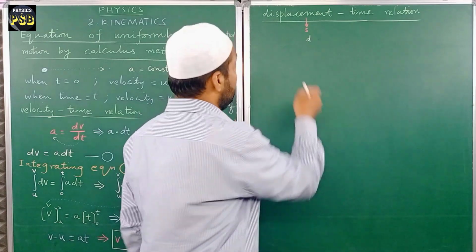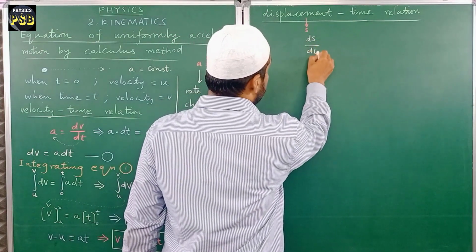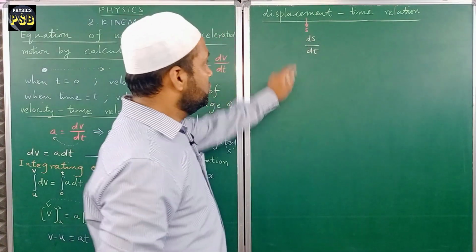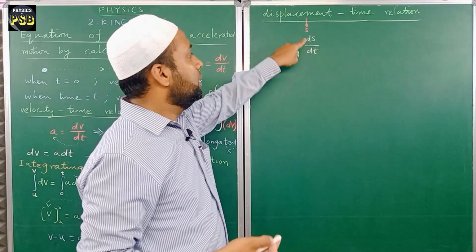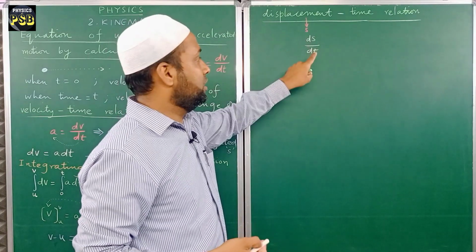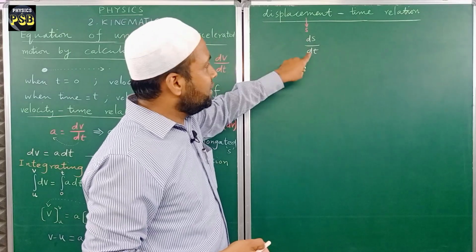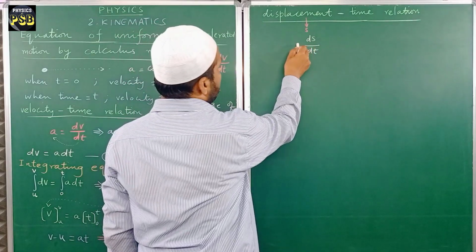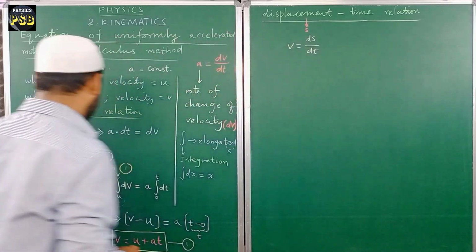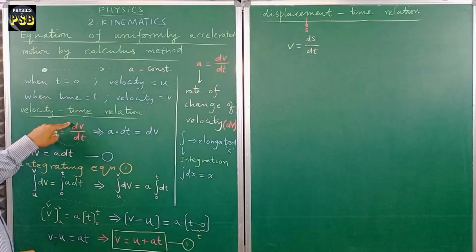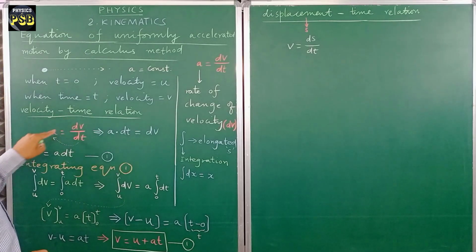change in displacement, that is ds, and divide it by change in time, that is dt. ds by dt, change in displacement with time, is referred to as rate of change of displacement. That means change in displacement with the time. Rate of change of displacement is nothing but velocity. Similarly, rate of change of velocity is acceleration.